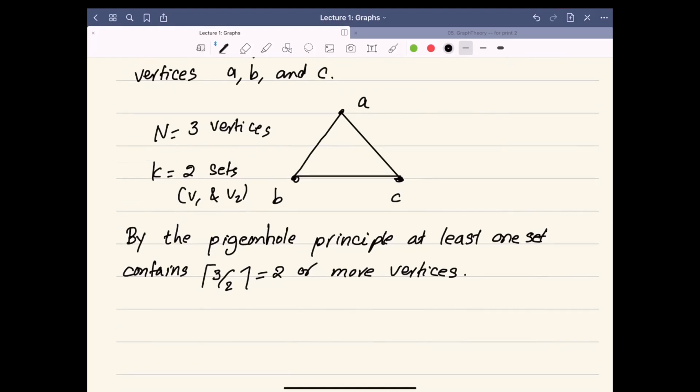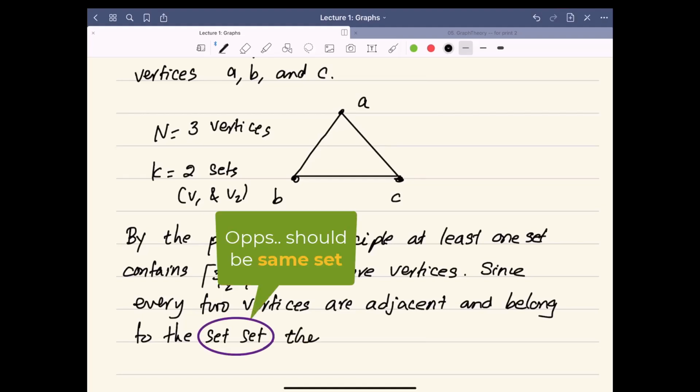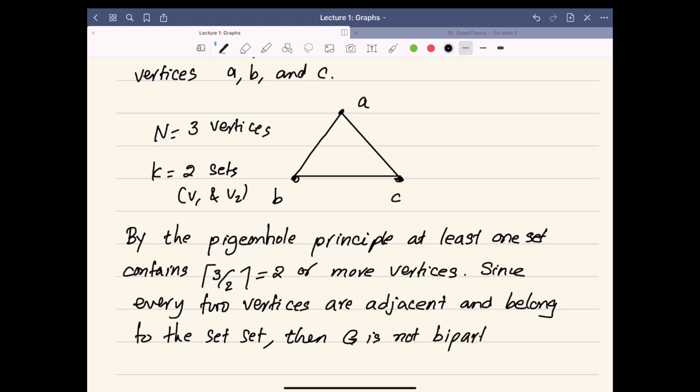And since we have 2, and you know that every 2 vertices are adjacent, since every 2 vertices are adjacent and they belong to the same set, then G is not bipartite, because 2 vertices adjacent in the same set violates the definition for bipartite.